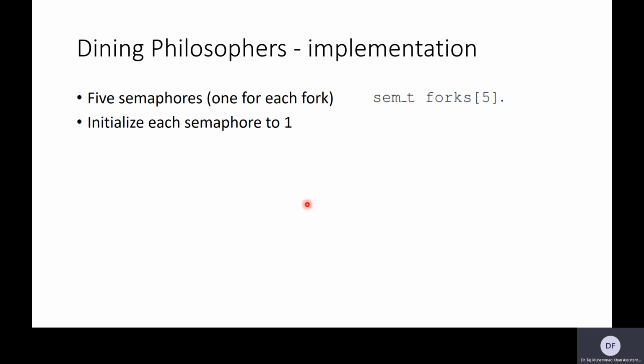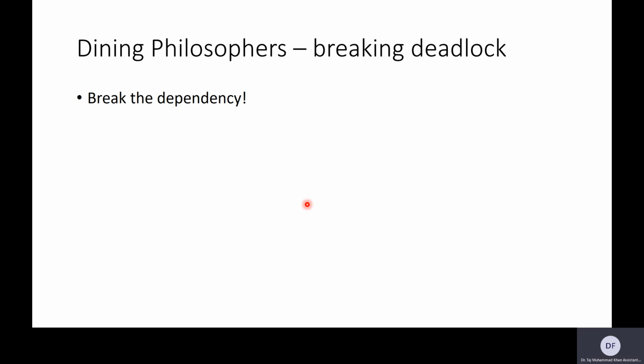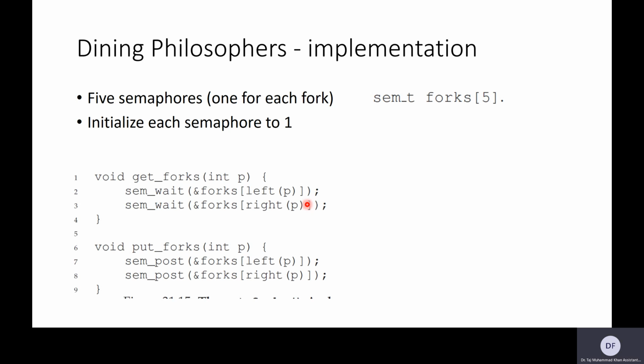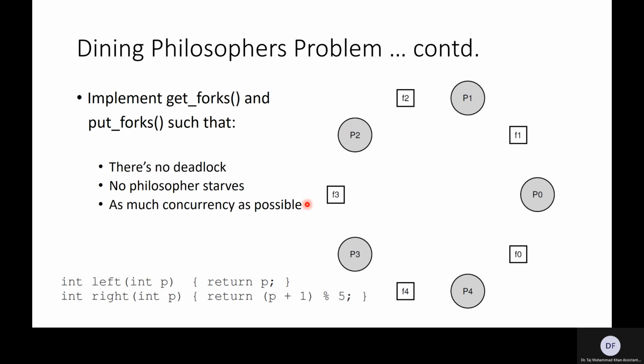Okay. If you have thought about it, then you might have come to the conclusion that there can be a scheduling by the operating system in such a way that, let's say, you have created these 5 philosopher threads, and they are scheduled in such a way that there's a deadlock. Let's see this scenario.